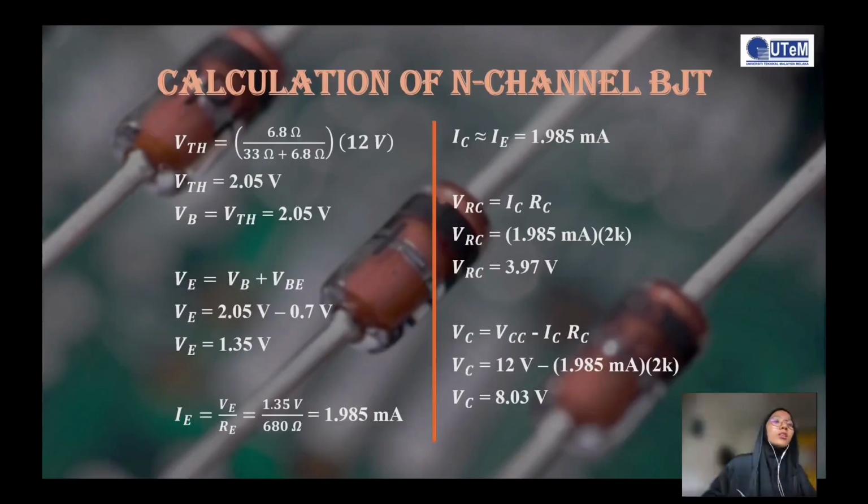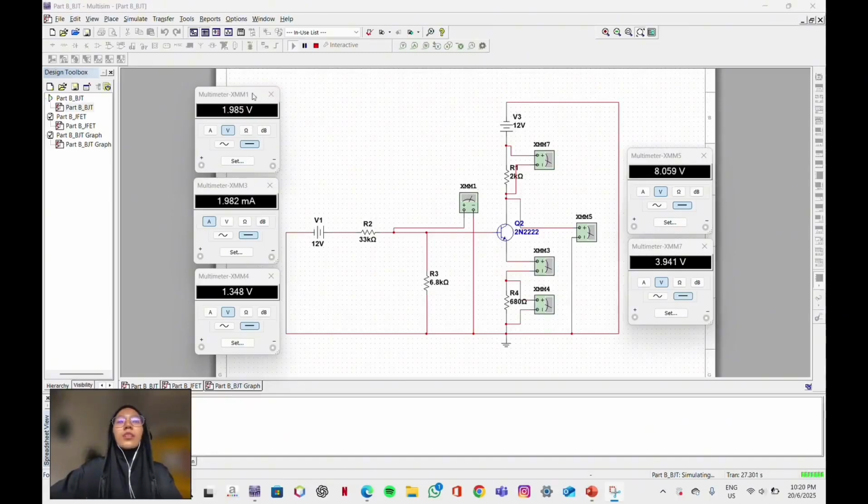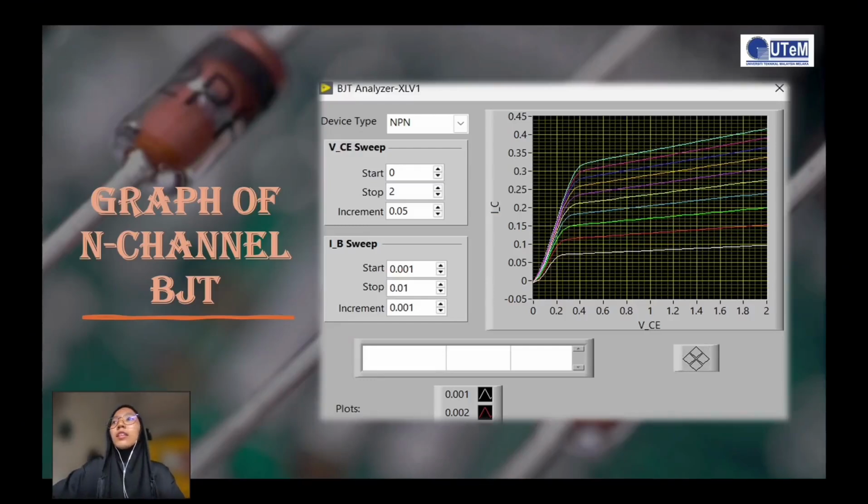So this is our design of N-channel BJT. We use the formulas to find 5 things that are VB, VE, IE, VRC, and also VC. We get VB, IE, VE, VRC, and VC. This is our graph of N-channel BJT that we get from the simulation. We use a BJT analyzer for the transfer characteristic graph.